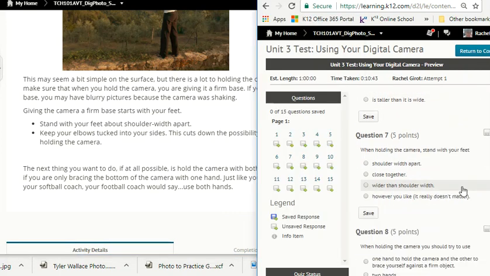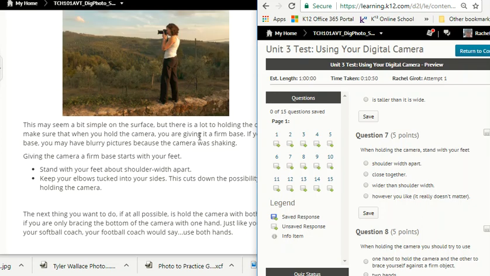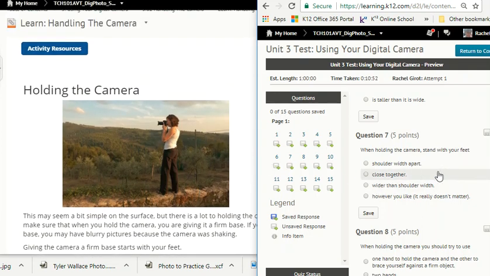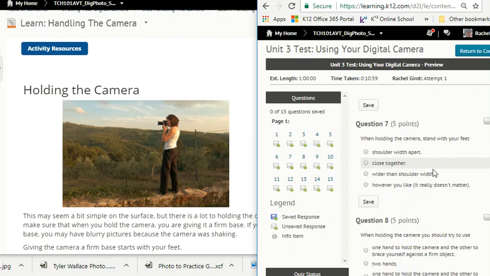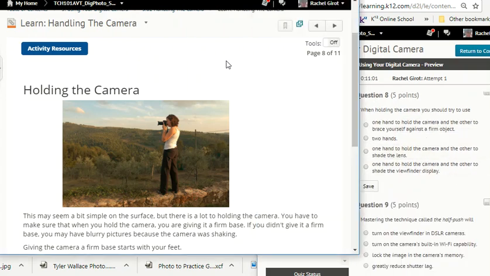Oh, we better look at the next question. When holding the camera, stand with your feet, oh, what was it? Shoulder width apart, close together, wider than shoulder width, or however you like. It doesn't really matter. Hopefully you got that one. It was on that page.